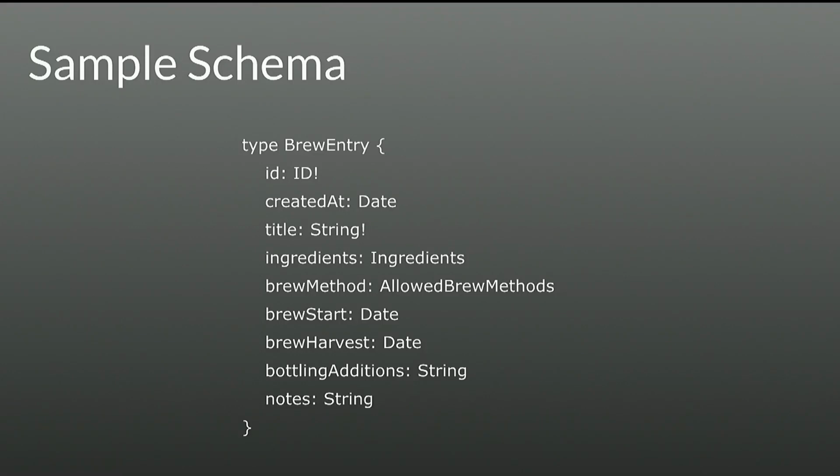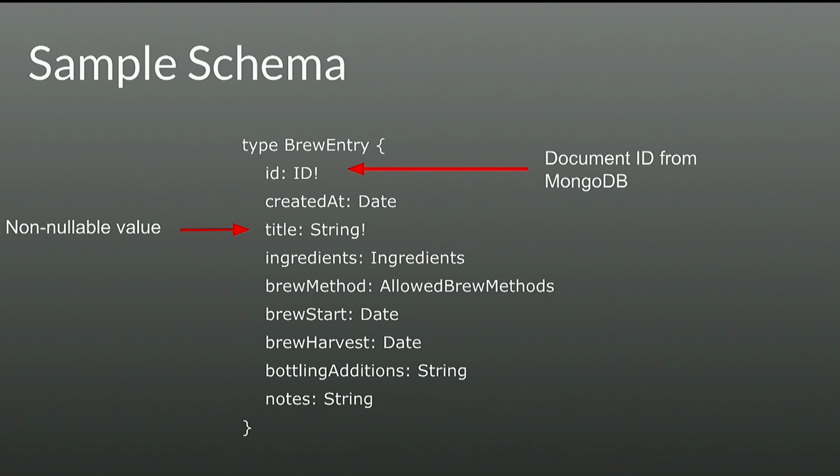But similar to a JavaScript object, the keys on the left, the values on the right. So we've got ID, which is of type ID, createdAt is the type date. Here we've got the document ID from MongoDB, because that's the database that I'm using for the project. Title is of type string, and that exclamation point says that that's a non-nullable value. So every brew entry must have a title. It cannot be null.